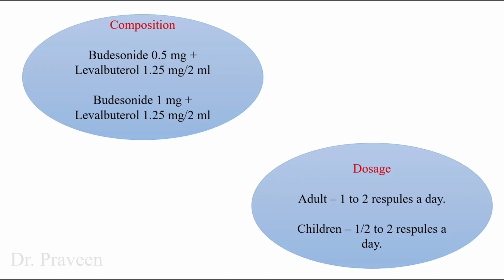Only the concentration of budesonide varies, that is 0.5 and 1 mg. Levosalbutamol remains the same in both preparations, that is 1.25 mg for 2 ml. Adult dosage is 1 to 2 respules a day, that is 12 hourly. For children, half to 2 respules a day.